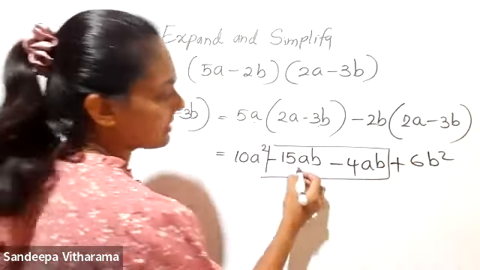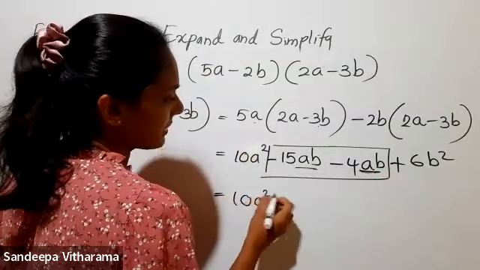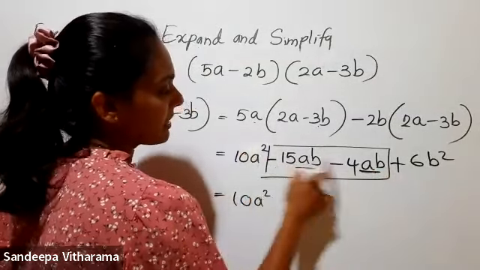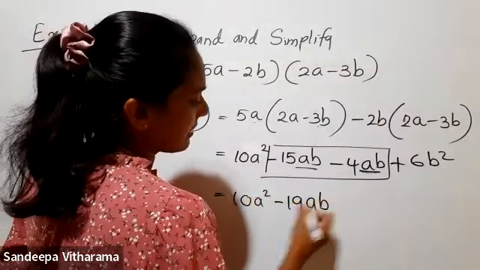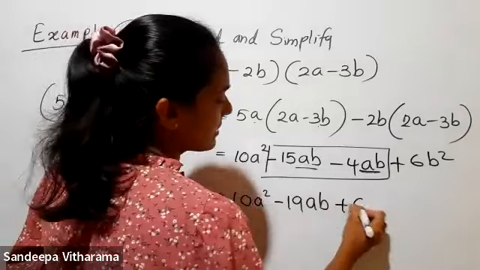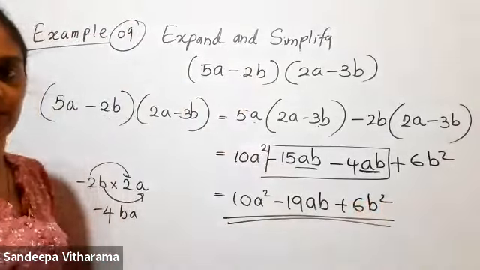You can see these two are like terms, and they have the same sign. So we can write minus 19ab plus 6b squared. Okay. Check whether you have got this answer.